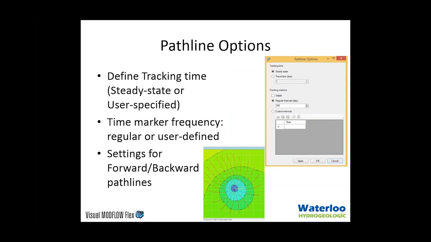We've also added some additional options for path lines when you're running ModPath for both forward and backward path lines. You can now define the tracking time to be either steady state or whatever user specified travel time you want to use. And there's some options for the Pathline markers. You can have irregular intervals, let's say every 1 year, or every 30 or 60 days, for example. Or you can have some custom intervals defined in the grid shown here. So this can allow you to create a figure with the backward wellhead capture zone as shown in the figure in the bottom.